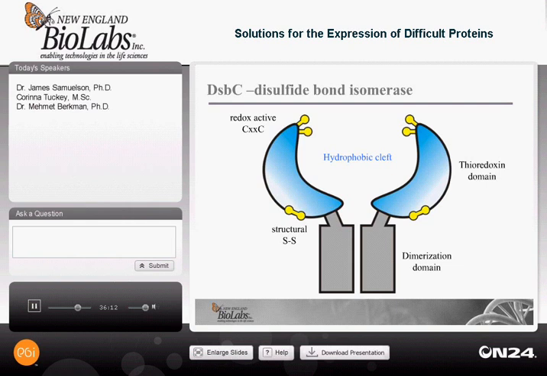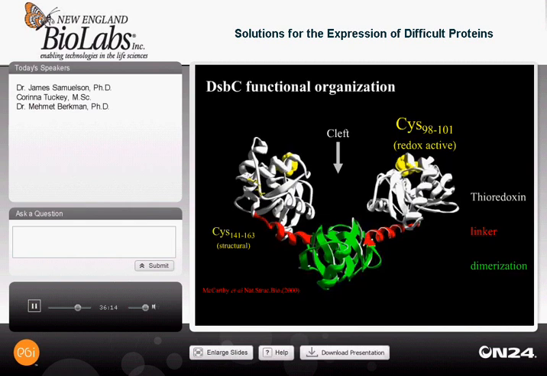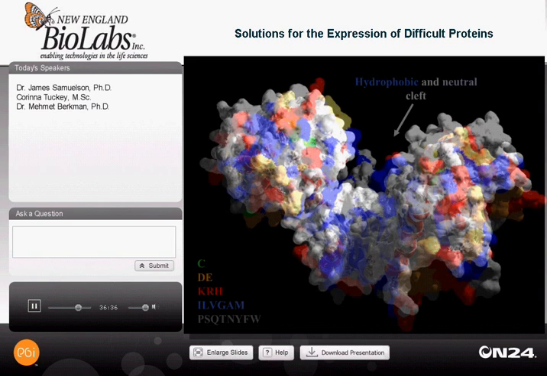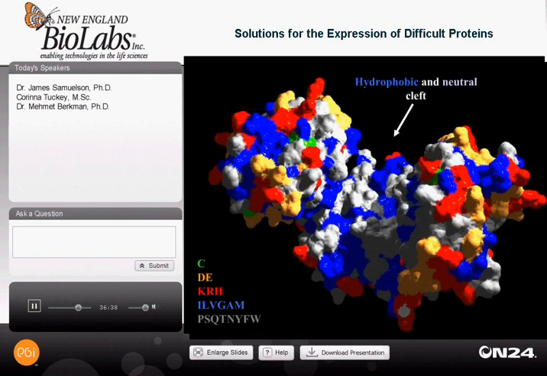Here, in the crystal structure of DsbC, we can see those two domains better. You can see in white the thioredoxin domain brought together through a linker to the dimerization domain and the cleft. If we do a surface fill model of DsbC, we can clearly see that cleft. And if we look at the charge distribution of DsbC, we see that the cleft is very rich in hydrophobic or uncharged amino acids, thus allowing it to interact with almost any protein.